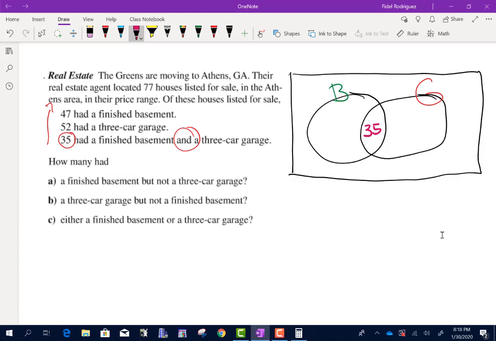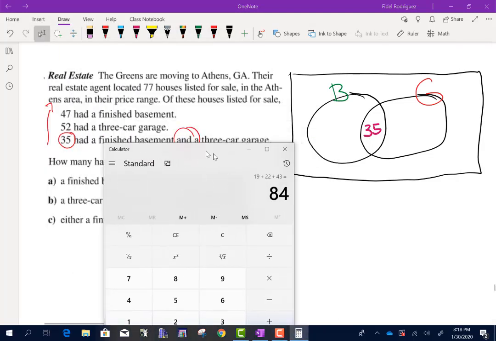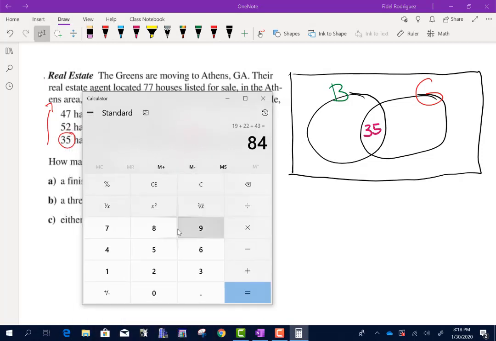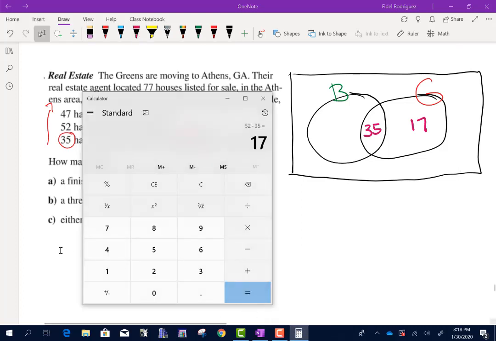Okay. So now we have to figure out the ones that had the garage. Well, 35 of those 52 also had a garage. Okay, so again, I'm just going to take 52 minus 35. So 52 minus 35, 17. So that's going to be the number that I'm going to have right here. 47 had a finished basement. So I'm going to take 47 minus 35. 47 minus 35.